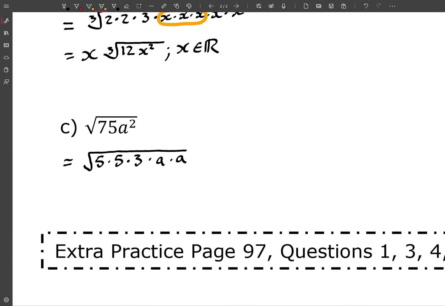So I'm looking for groups of 2. I've got a pair of 5s here, and I've got a pair of a's here that I can pull out. So I've got a 5 that I can pull out, and an a that I can pull out of there. All that's left then is 3. Notice there's no variables under the radical anymore, so a can be any real number. So a is an element of the real numbers.